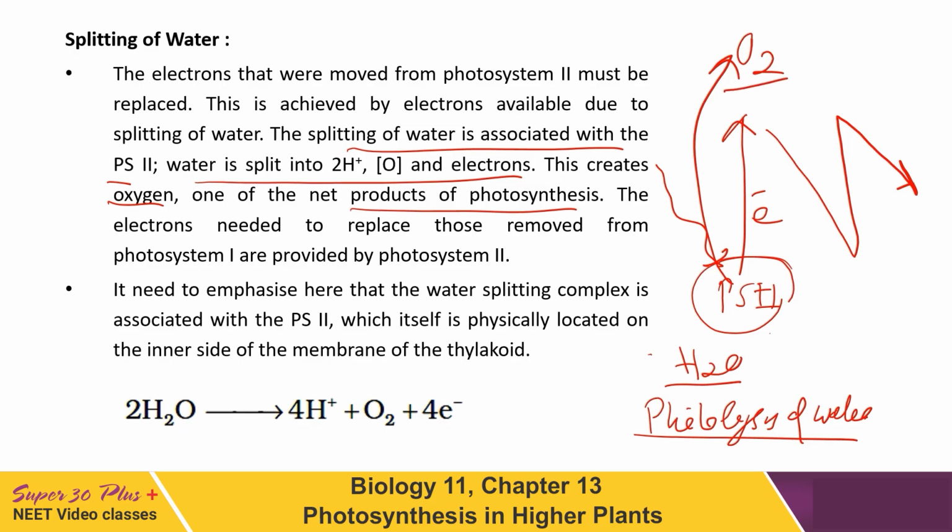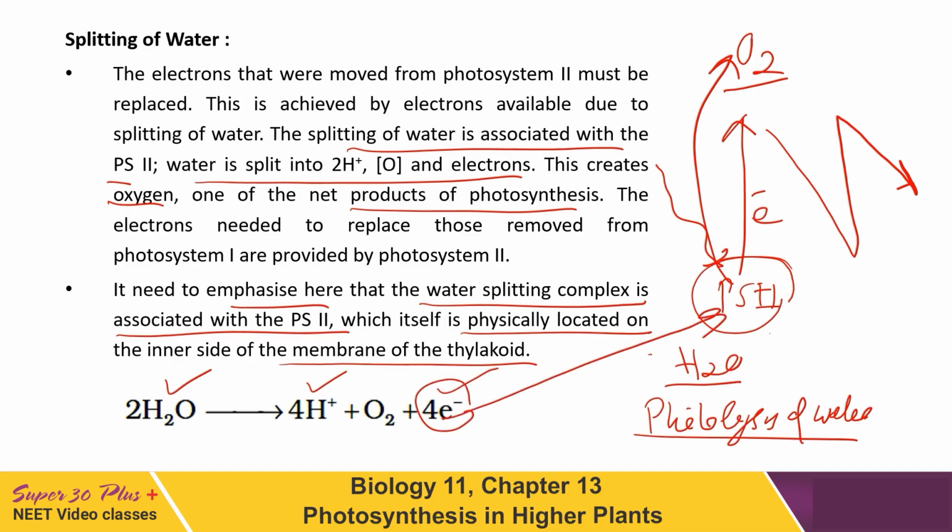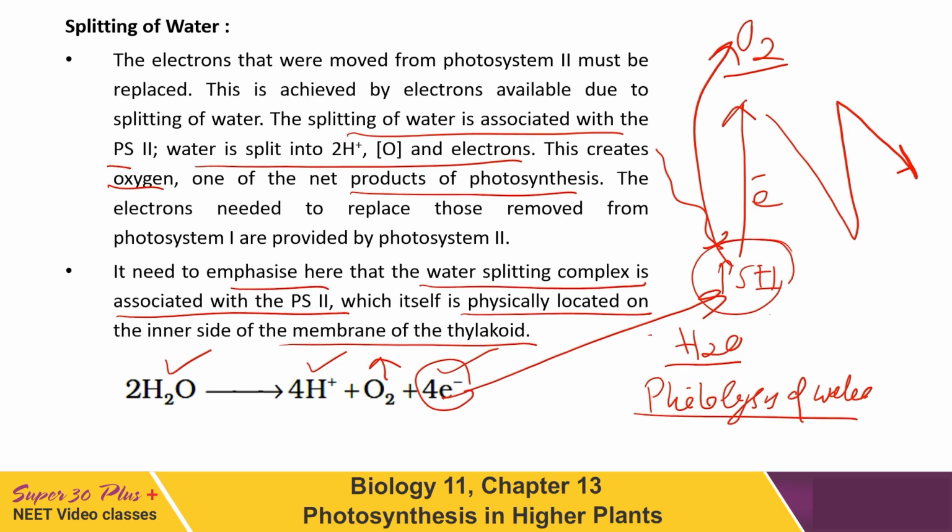It needs to be emphasized here that the water splitting complex is associated with PS second. It is itself physically located on the inner side of the thylakoid membrane. This is a water molecule. Protons will be formed, electrons will be formed. Electrons will go to photosystem second, and oxygen is released. Is it clear? Now you can summarize what is there in non-cyclic photophosphorylation. Can you tell me? There is formation of ATP, there is formation of NADPH, and there is photolysis of water, as a result of which oxygen is released.